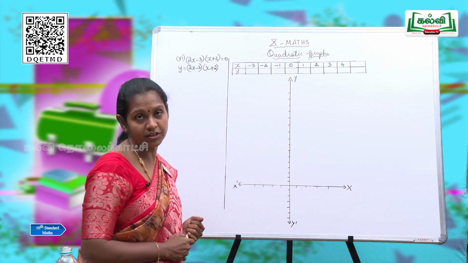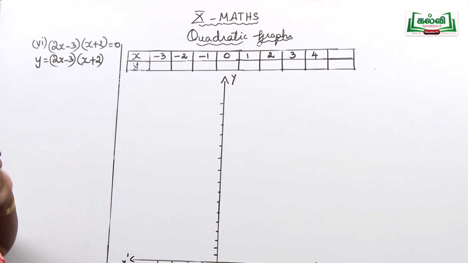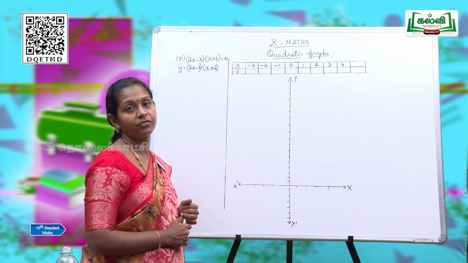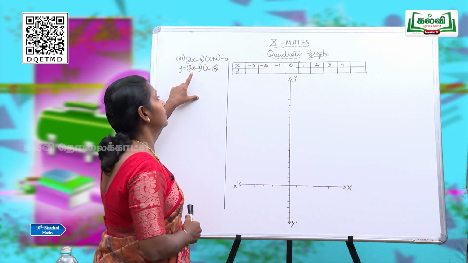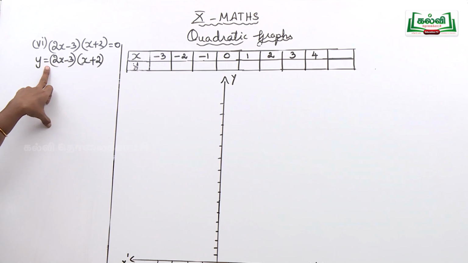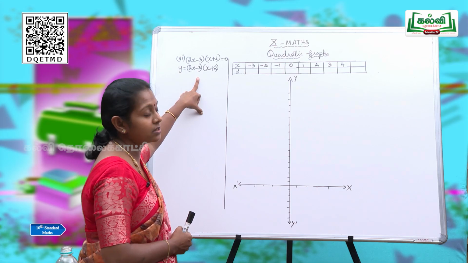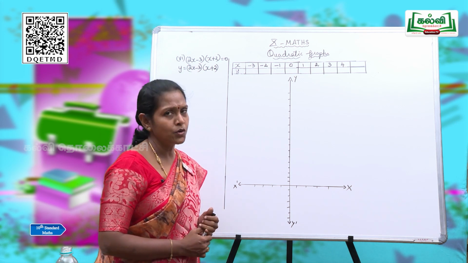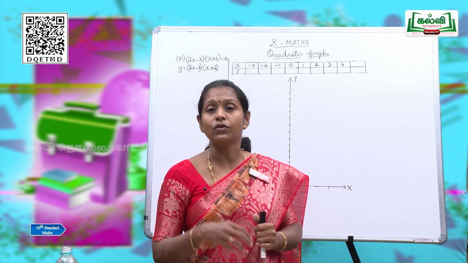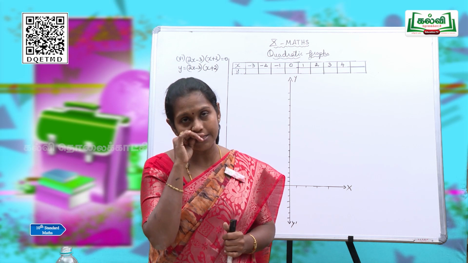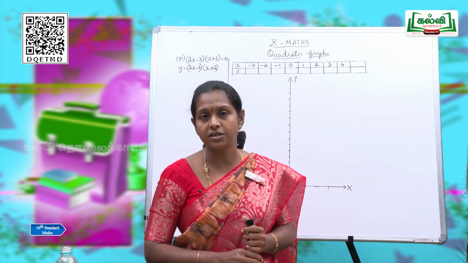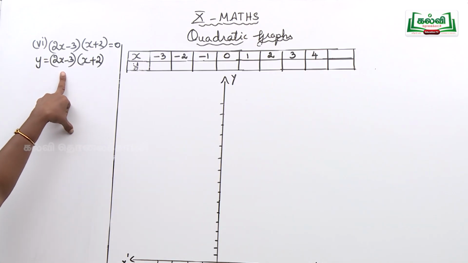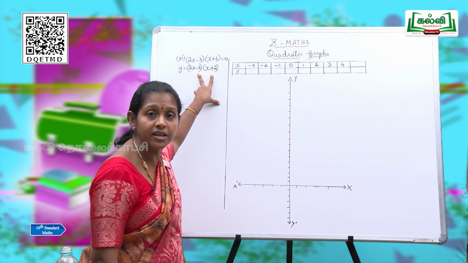It's a totally different question, right? (2x minus 3) into (x plus 2), which is equal to 0. As we discussed, y is equal to what? We have to write the equation as y. y is equal to (2x minus 3)(x plus 2). Do you have any confusion in this? Only for a quadratic equation will you have a parabolic curve, right? Is it a quadratic equation? Of course. How many roots are there, children?